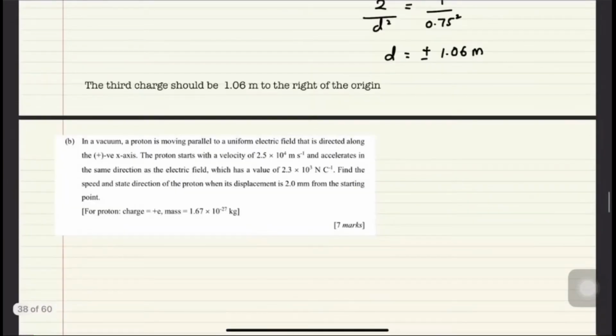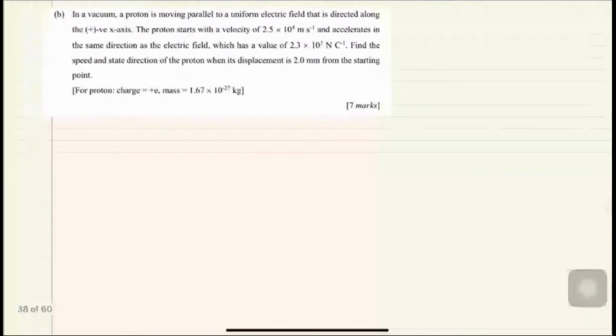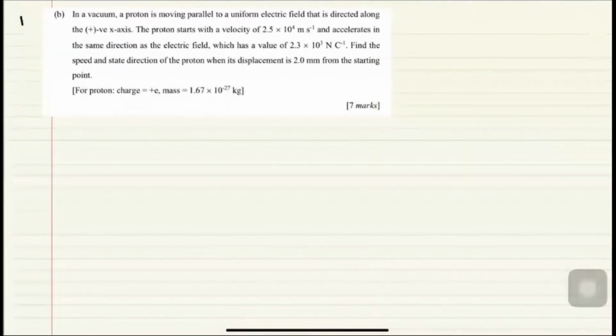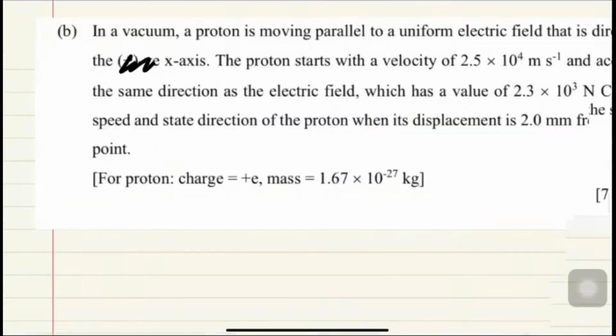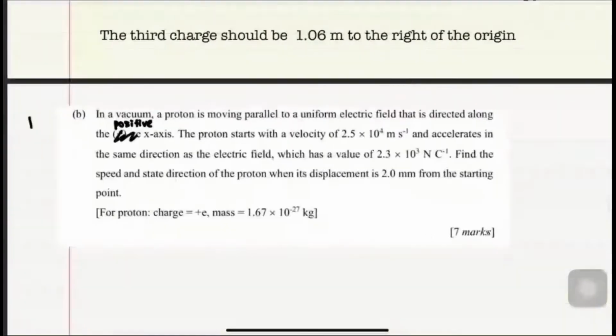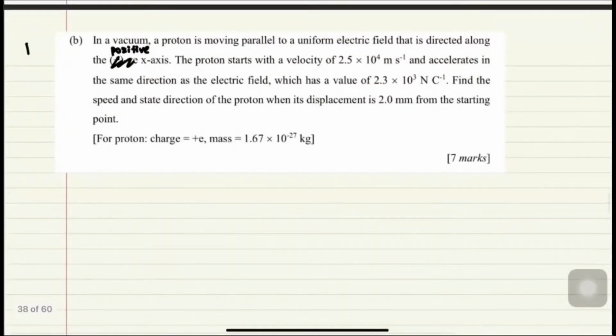Okay, and then for question B, dia kata this one is question 1B. In a vacuum, a proton is moving parallel to uniform electric field that is directed along the x-axis. Positive, right? Dia macam confusing. Along the positive x-axis, the proton starts with a velocity of 2.5 times 10 to the power of 4 and accelerates in the same direction as the electric field, which has the value of 2.3 times 10 to the power of 3 Newton per Coulomb. Find the speed and the state direction of the proton when its displacement is 2 millimeter from the starting point.